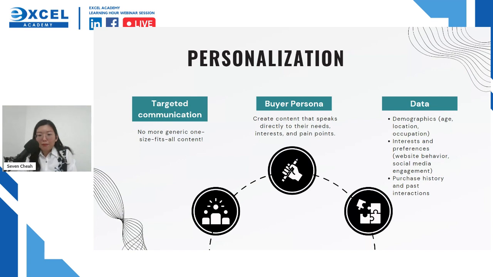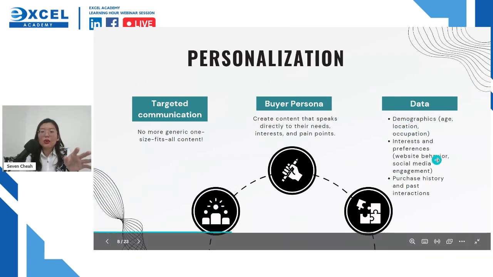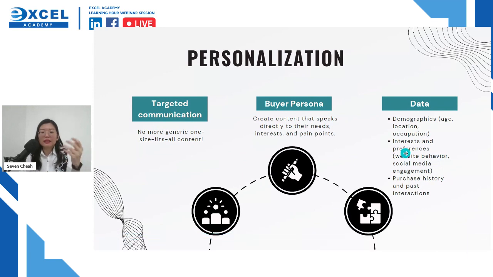It is about data. You're going to get all the information, whatever data you could get from your channels. I mean legally, of course. Don't get it wrong, get it legally. You get the demographics, the age, try to get the location. Occupation is a little bit hard, but if you can, that would be great. Then interest and preference, which most probably happen in your social media engagement, what kind of content they like, and also the website behavior if you have a website.